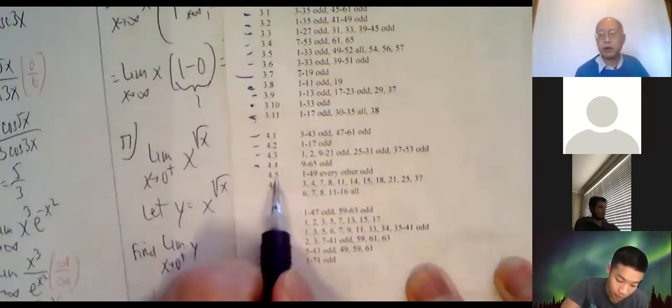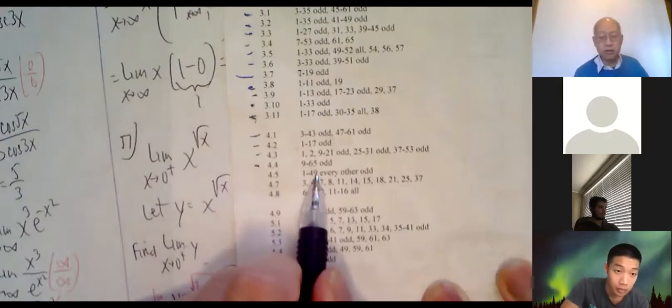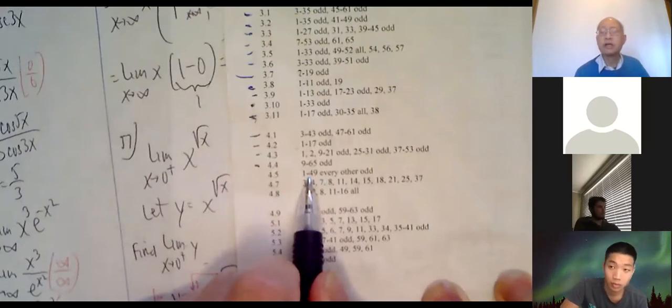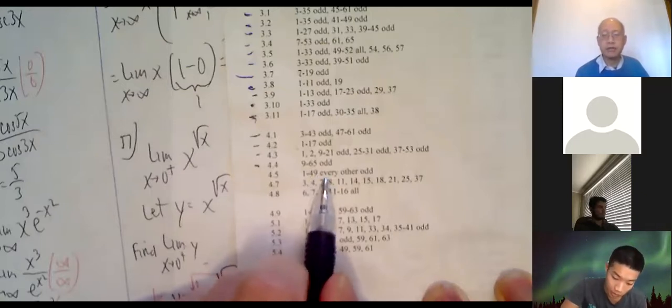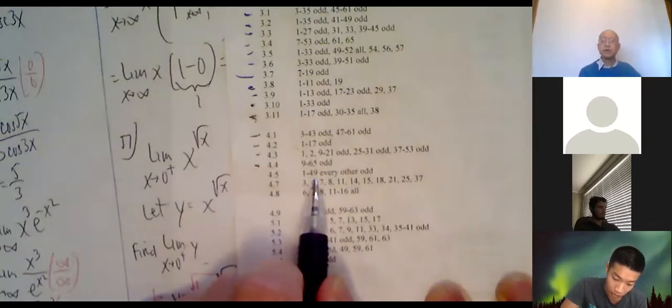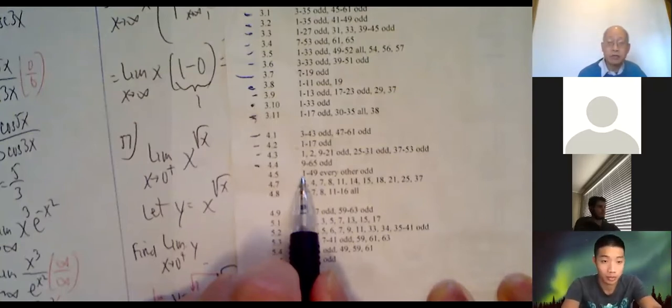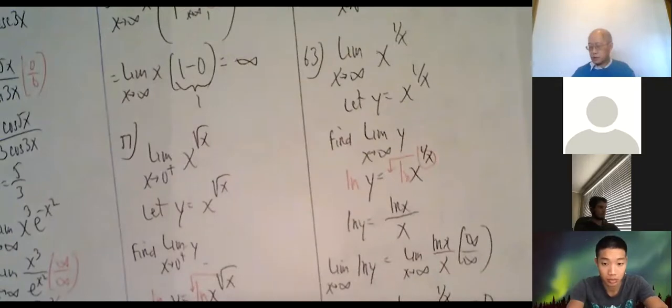And please notice, by the way, for 4.5, 1 to 49, every other odd. To do all the odds is way too long. Even this is already kind of long. Okay, so every other odd means 1, 5, 9, 13, right? 1, skip 3, 5, skip 7, 9, skip 11, and so on. Another way to think of it is start with 1 and keep adding 4s, right? So 1 plus 4 is 5, plus 4 is 9, plus 4 is 13, and so on. That's how you can count every other odd.